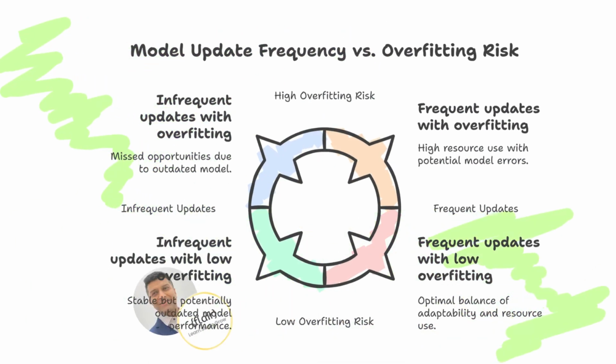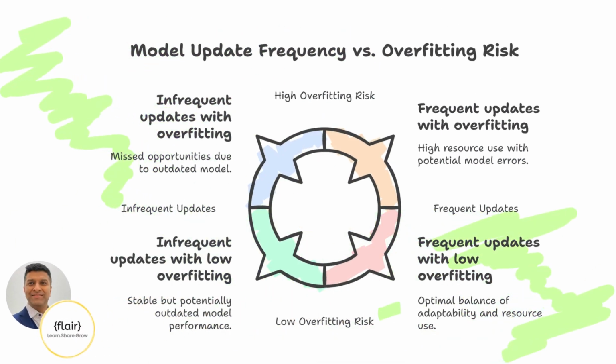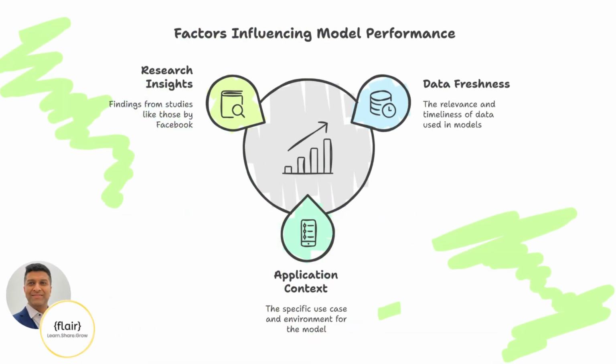And then there's the question of how often to update the model, right? Update too often and you risk overfitting to noise in the data and wasting resources. But if you update too infrequently, you lose the benefits of adapting to change. So, how do you find that sweet spot? That's the $1 million question. It really depends on the application.